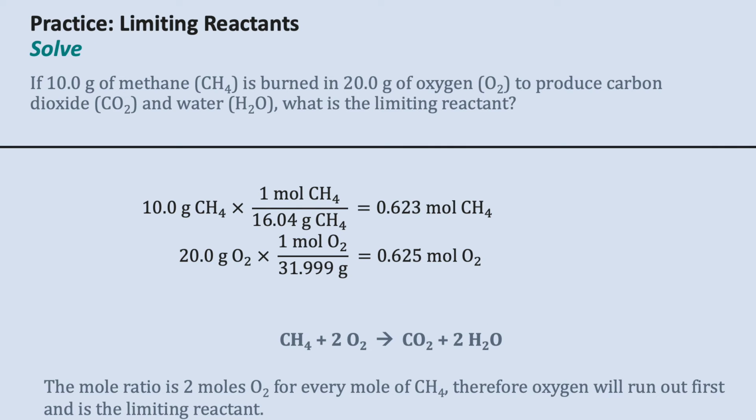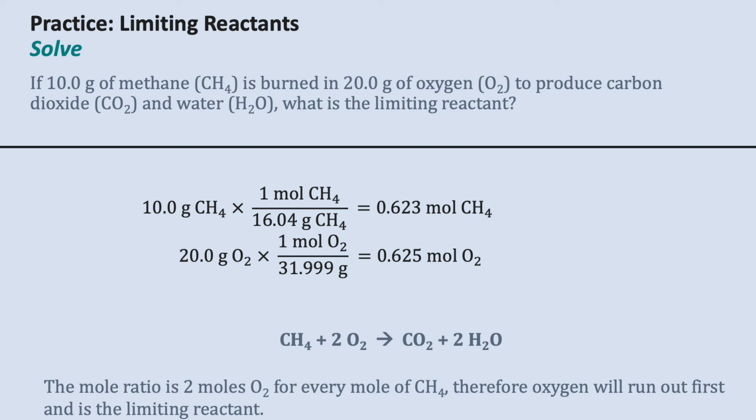So 10 grams of CH4, that has a molar mass of 16.04 grams in 1 mole. So that would be 0.623 moles of CH4. 20 grams of O2, which has a molar mass of 31.999 grams, means that we have 0.625 moles of O2. The mole ratio is 2 moles of O2 for every 1 mole of CH4.